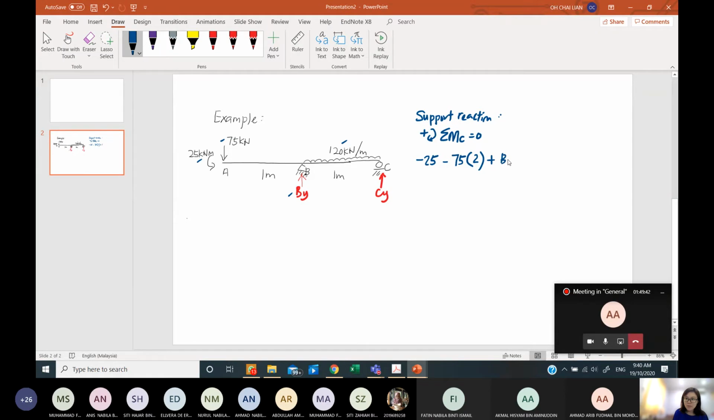So I will not write anything about 1, I will just put BY. The next will be 120. The resultant force of this 120 kilonewton per meter acts at the center here. The resultant is the area of the rectangle, which is 120 multiplied by 1. So it is also negative 120, times 1. You might skip that, and times half of it, which is the distance to C. Then equal to 0. So can you solve BY for me right now?